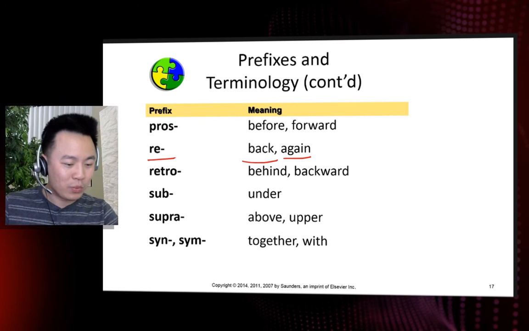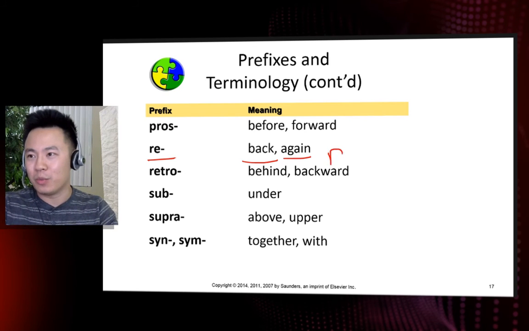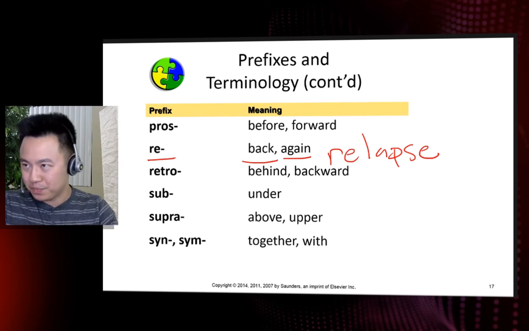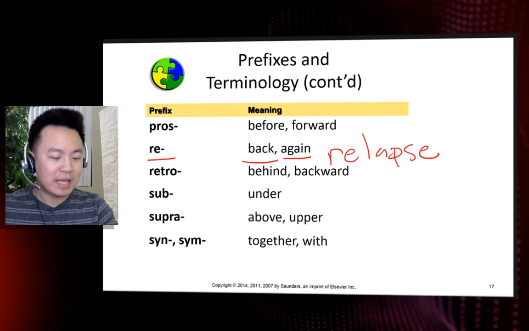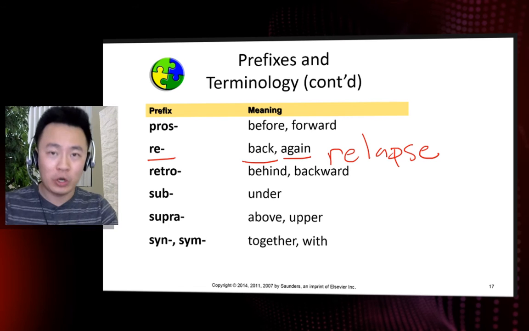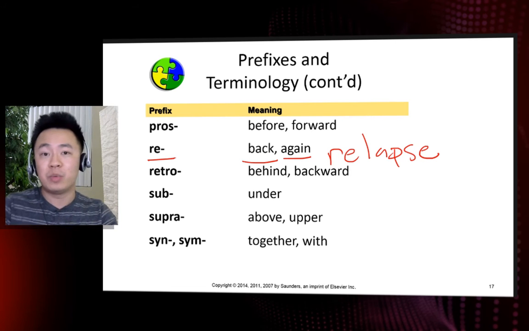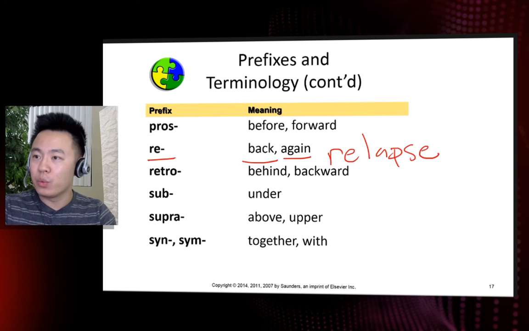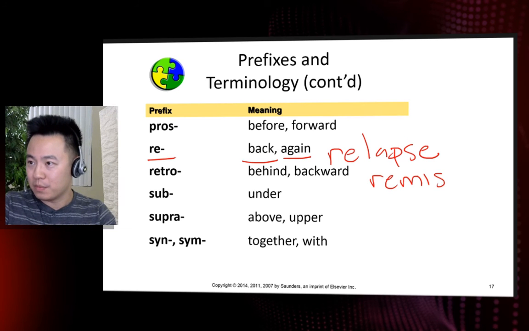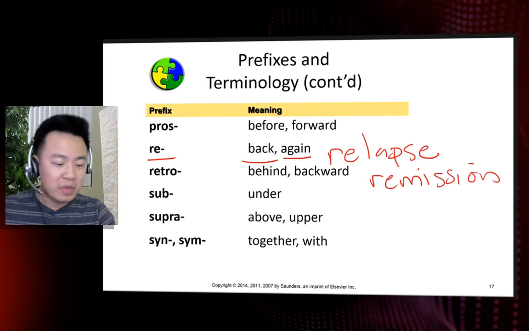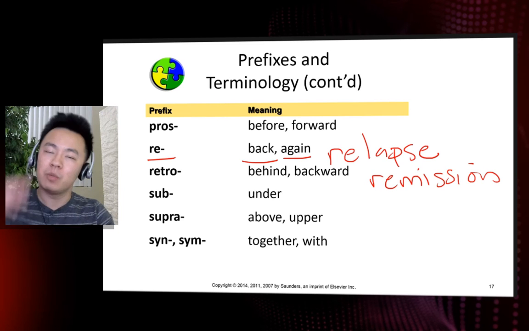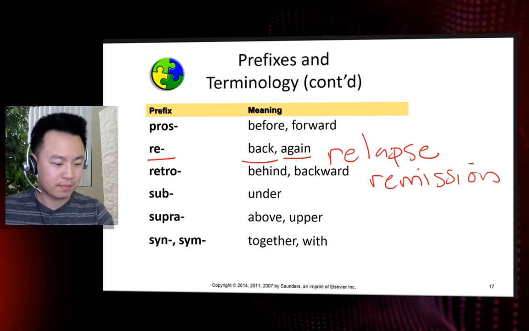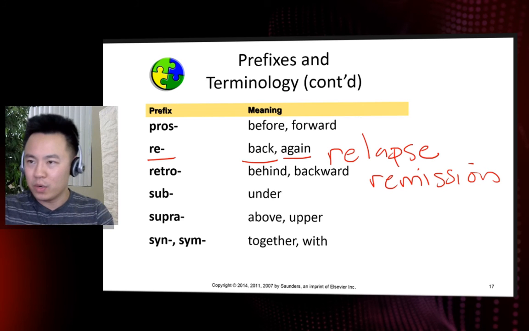Okay. So for example, here's a medical term, relapse. Relapse here is a disease or symptoms that returns after one has believed that it has been cured or removed. Also, remission. Remission here means signs or symptoms that lessen. We're going to skip a couple here.